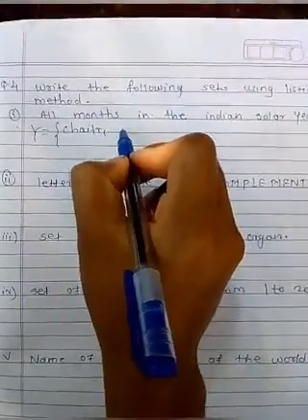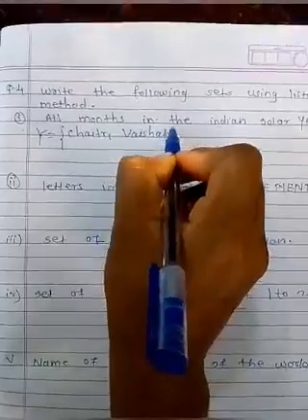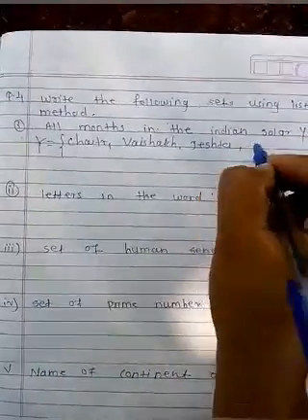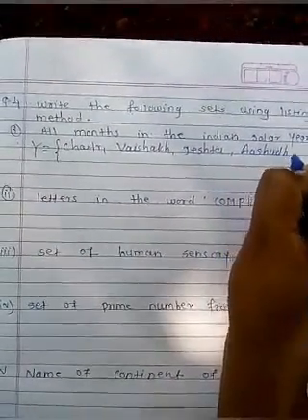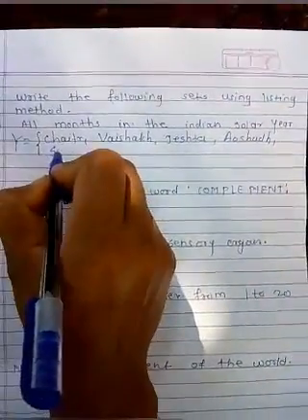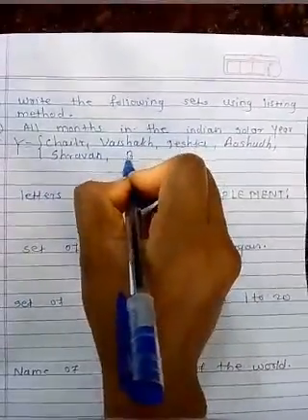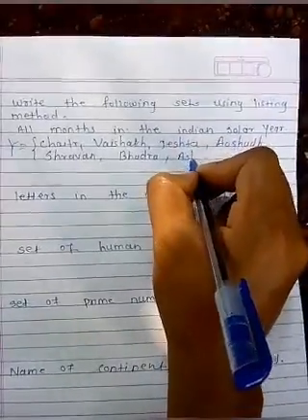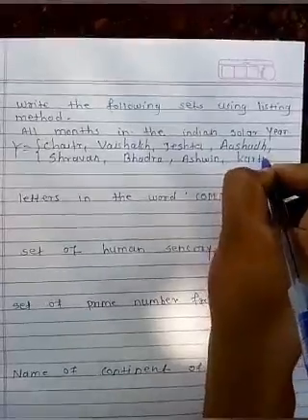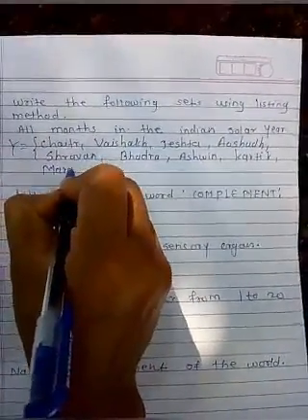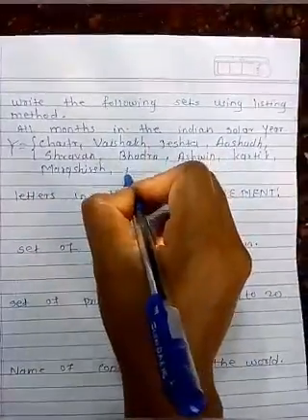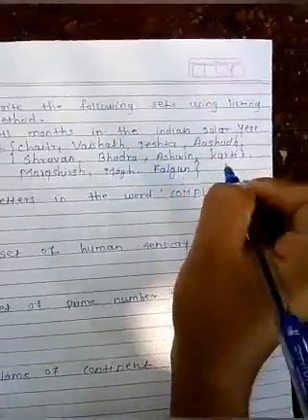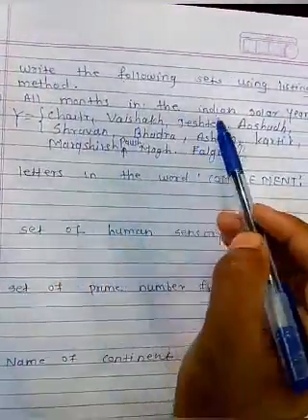Chaitra, Vaishakh, Jyeshtha, Ashadh, Shravan, Bhadra, Ashwin, Kartik, Margashirsh, Magh and Falgun. All months in the Indian solar year.